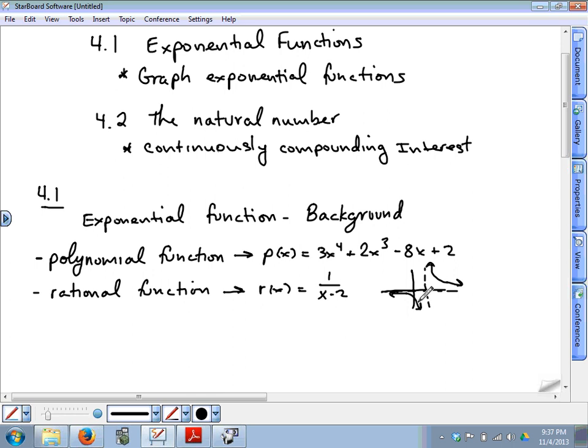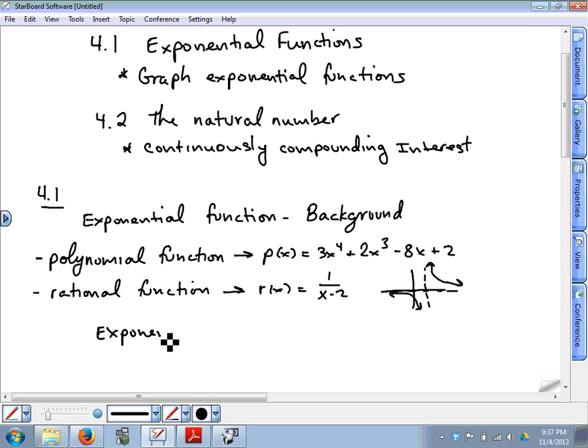So what makes a function exponential? The key characteristic of an exponential function is where is the variable. If you look at a polynomial function, the variable is always part of the base. Like here we have 3x to the 4th. The exponent is an actual integer. The variable is the base. And that's the key difference for exponential function.